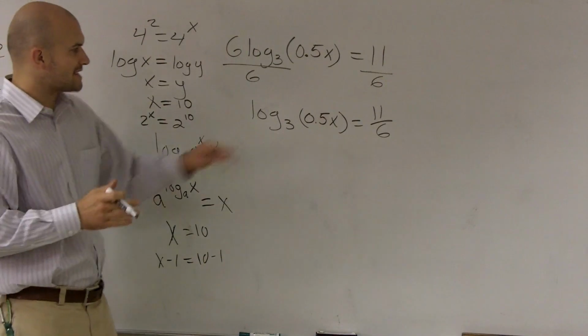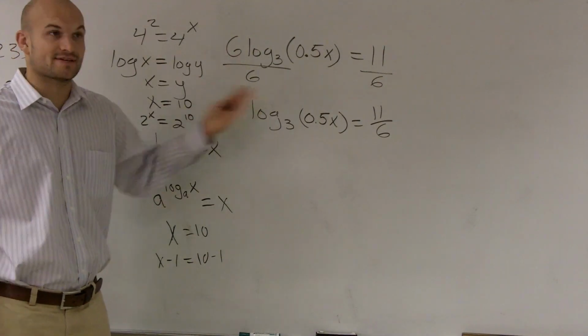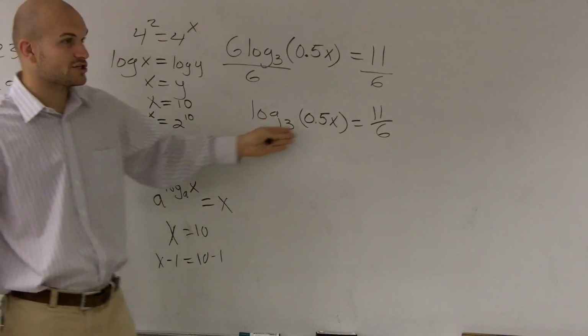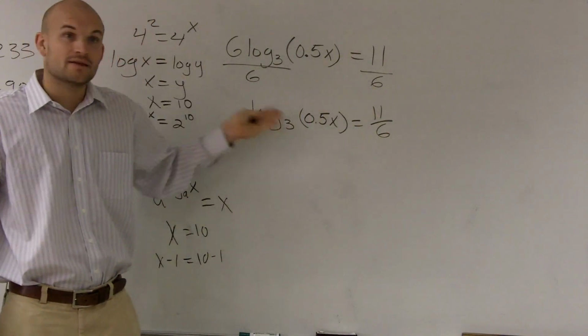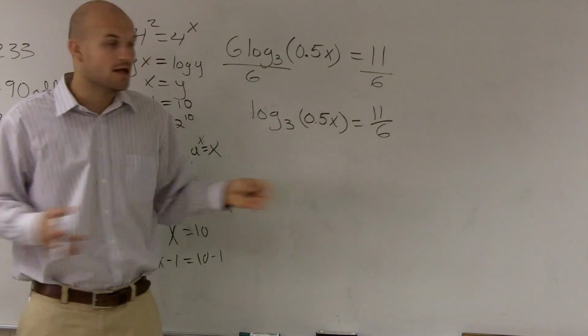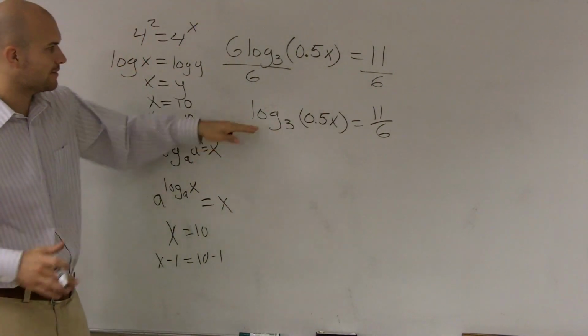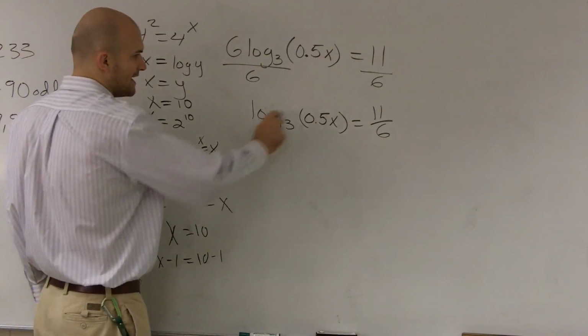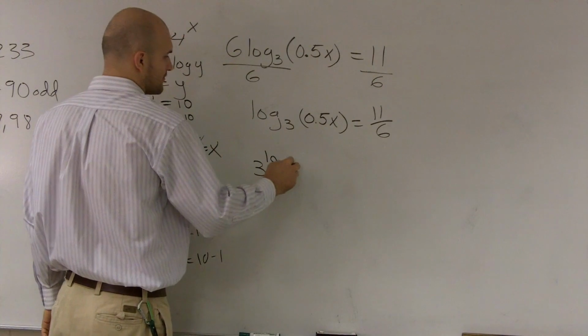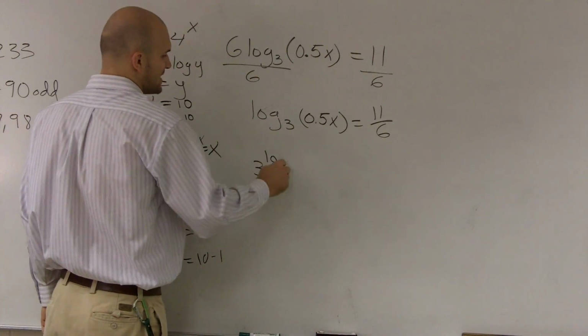So what I'm looking at here is I have a logarithm. I need to get rid of this logarithm. There are two ways I can get rid of the logarithm. One, I could transfer it to exponential form. This is logarithmic form. That is one way. The other way you could do it is you could also say, well, what happens if I raised both of these from the base of 3?